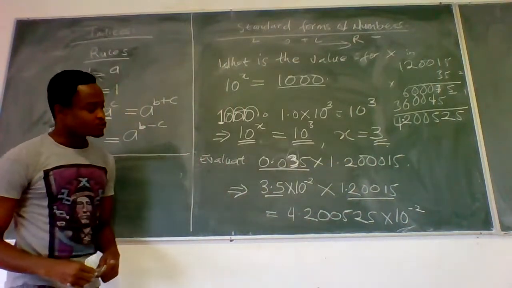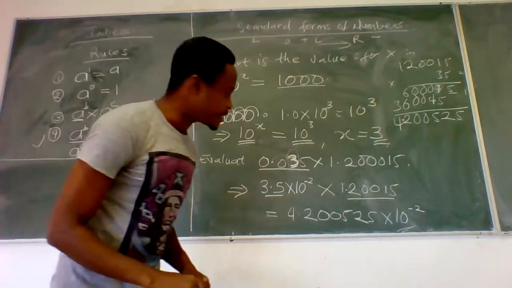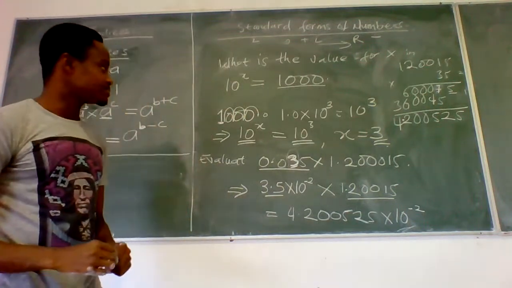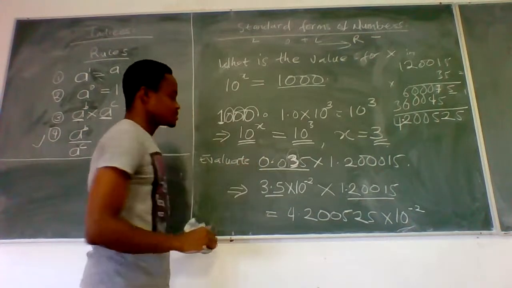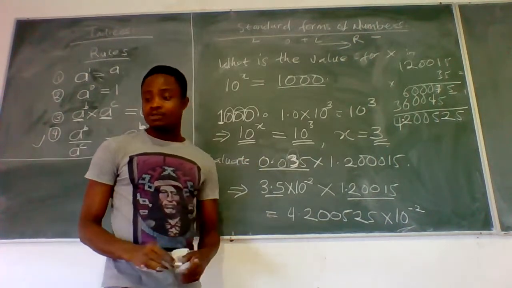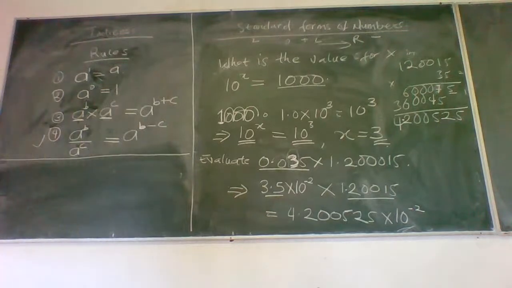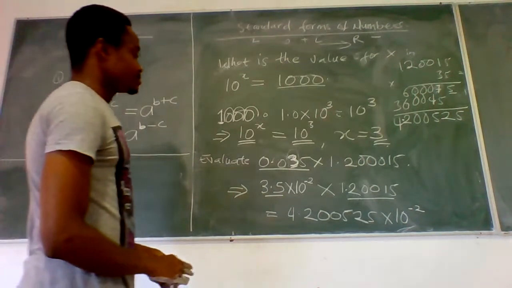So you have 4.2005525 times 10 exponent negative 2. So when you evaluate, this is what you get. So that's how standard form works.